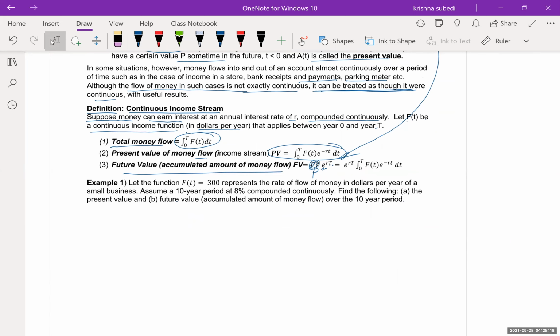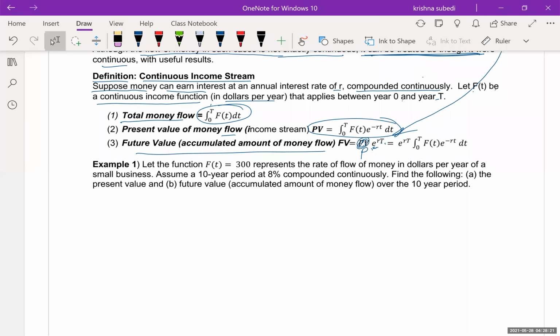Now, that was a lot of talk. Now let's look at one example, and hopefully with the help of this example, you'll understand, even if you didn't understand the things quite well in our discussion. I think this example will help make things clear.